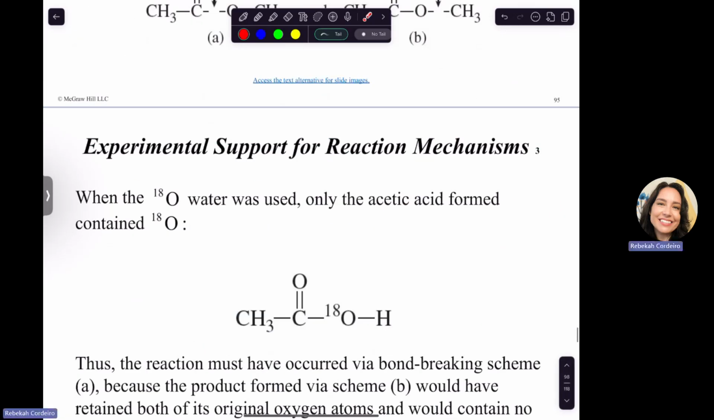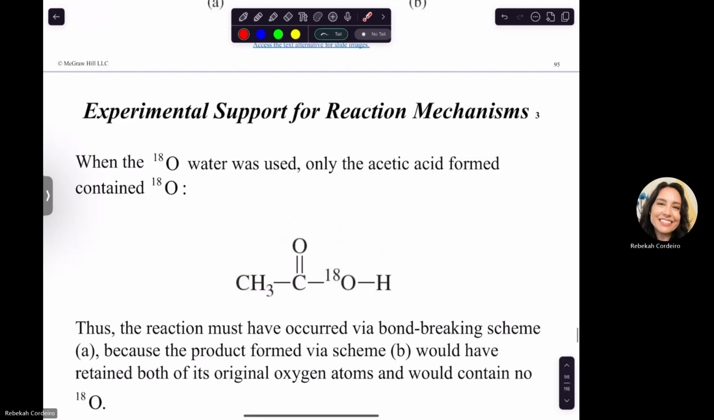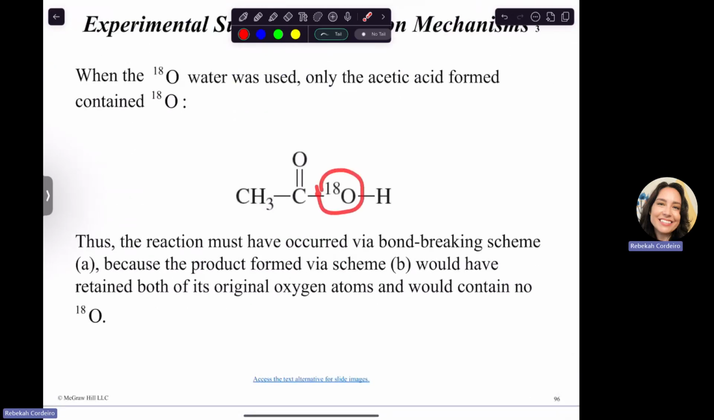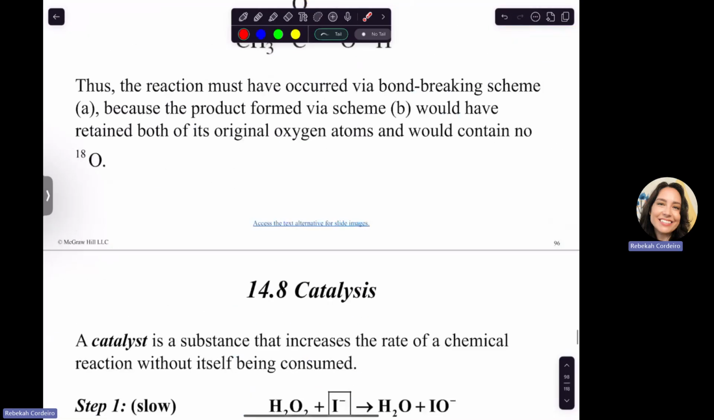So we can use a different mass of oxygen, a heavy oxygen. So oxygen usually has a mass of 16. We could use an oxygen isotope, oxygen 18, to flag it. And basically what we can do is use spectroscopy to figure out where that oxygen went. So essentially we're flagging this oxygen.